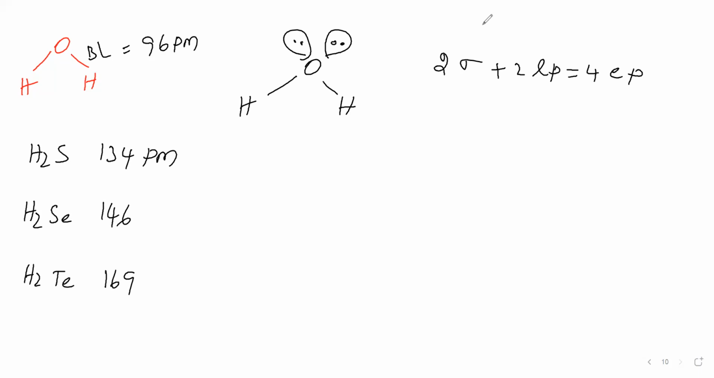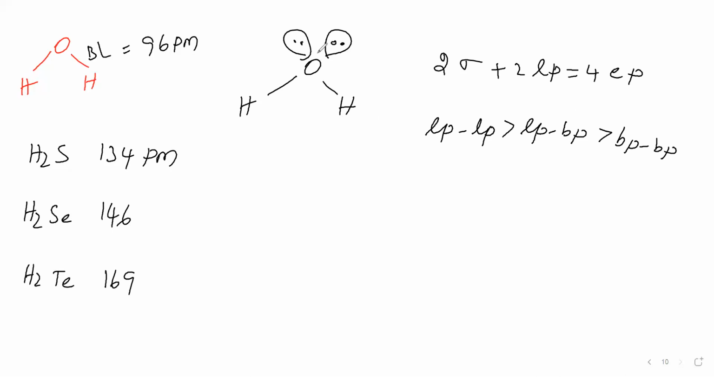But in water, it is not tetrahedral because of lone pairs. Why is it not tetrahedral? Because of lone pairs. Lone pair repulsion is more when compared to bond pair repulsion. Therefore, bond pairs are coming closer. Lone pairs are getting distanced.